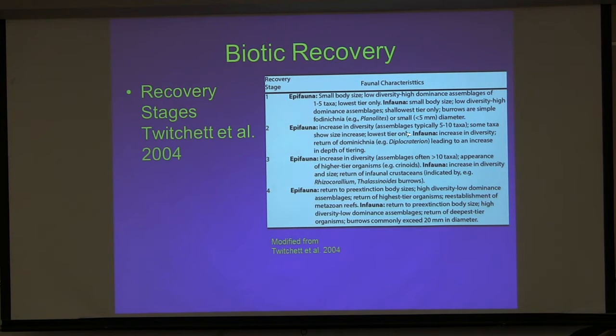This goes up in diversity as you get to stage 2, and stage 3 goes up in size. By stage 3, you start seeing higher tier organisms such as crinoids and higher oxygen-needing animals such as crustaceans. And stage 4 is the return to a modern ecosystem with modern sizes and modern tiering.